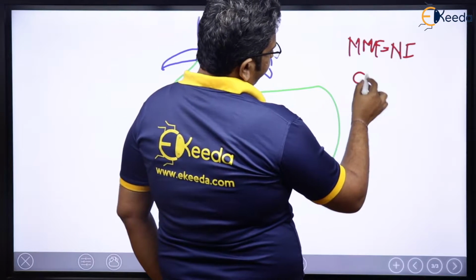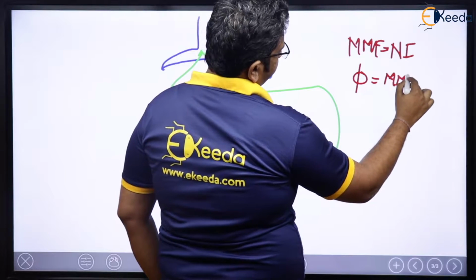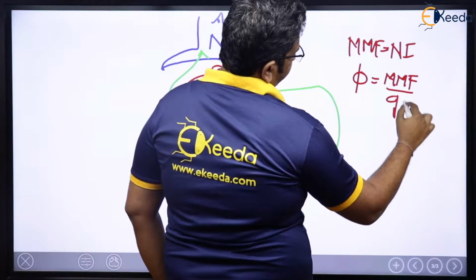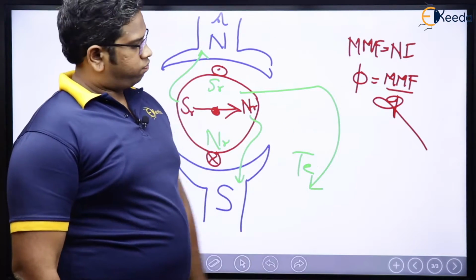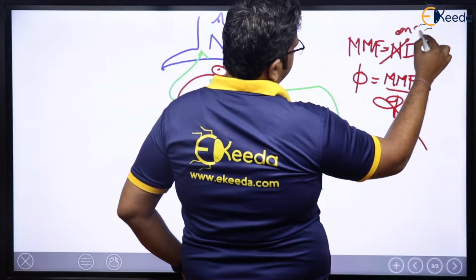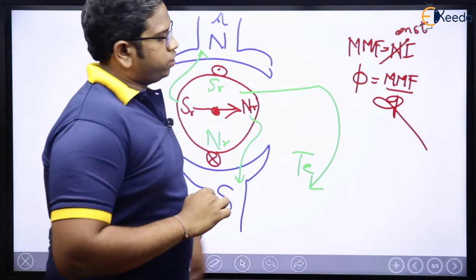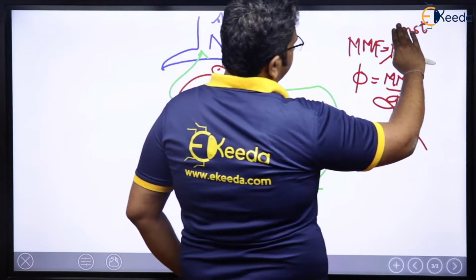Now, what is flux phi? Flux is nothing but MMF upon reluctance. Right? Now see, observe very carefully. If I am keeping number of turns as constant, what is going to happen?